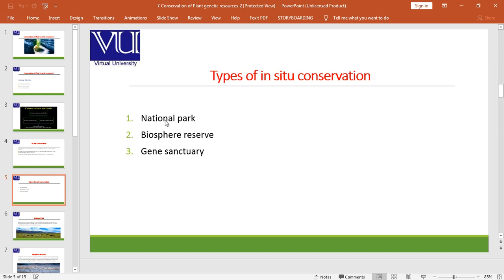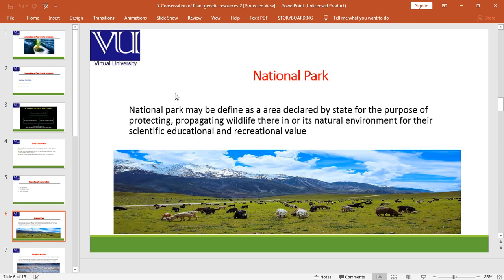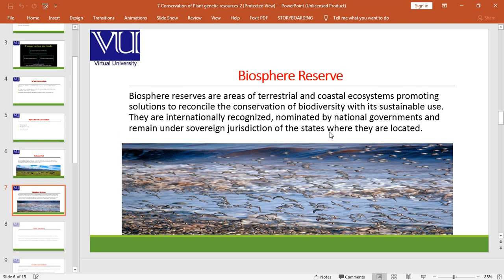National park, biosphere reserves, gene sanctuary. This is a national park. A national park may be defined as an area declared by the state for the purpose of protecting and propagating wildlife therein or its natural environment for their scientific, educational and recreational value.